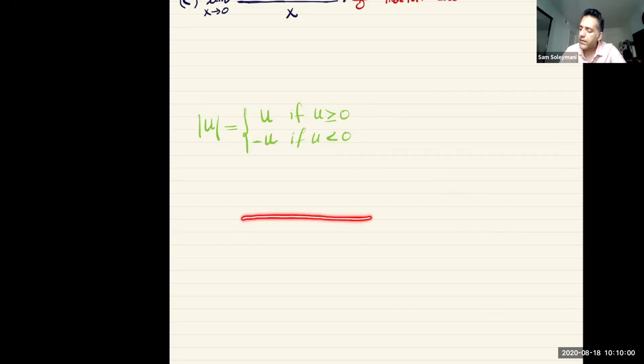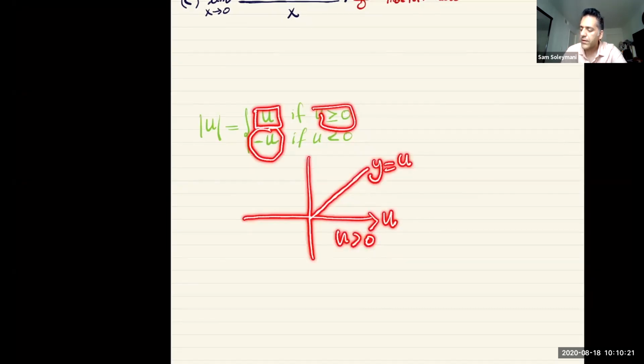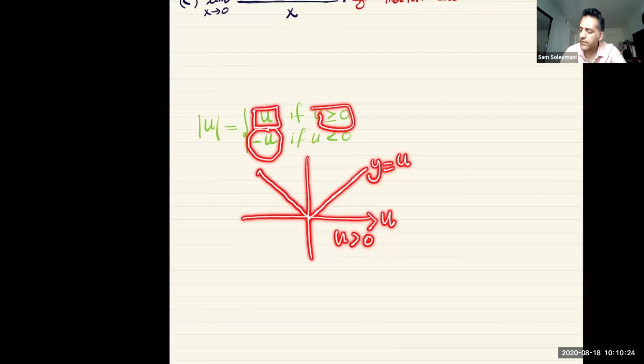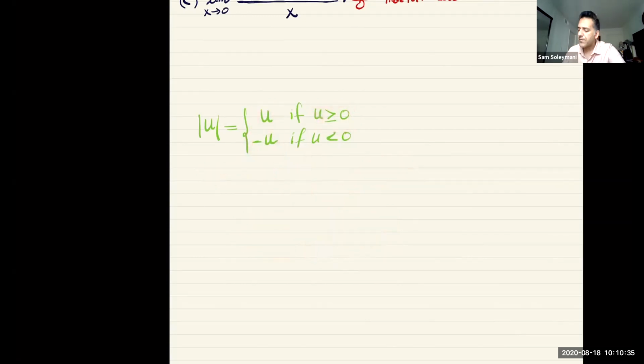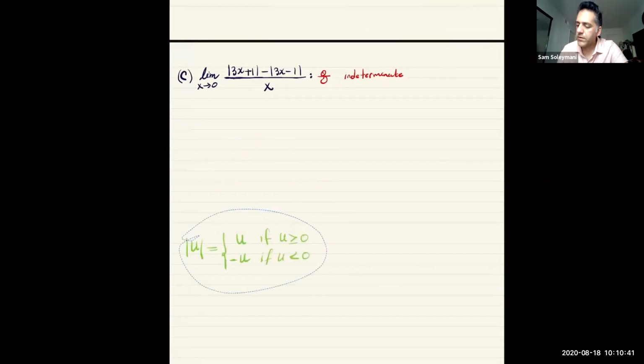If you think about it, this is the u axis. U, if u is positive, is this line. This is y equal to u when u is positive. And negative u is the 45-degree line from the negative x-axis. This is y equal to negative u. And that's for u negative. Okay? So you get the v function, the v graph.